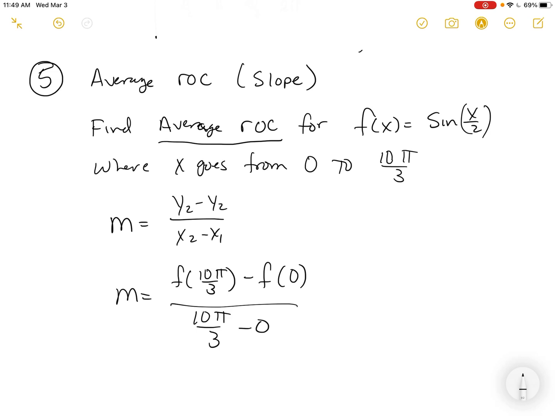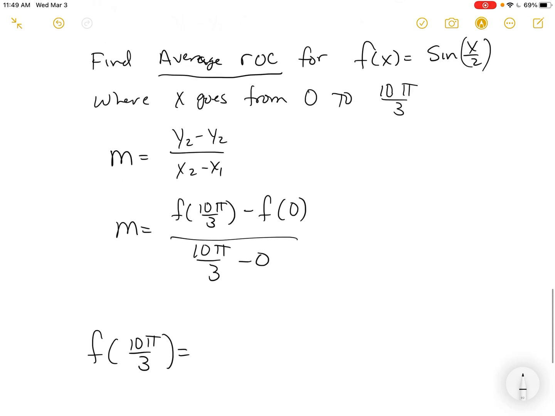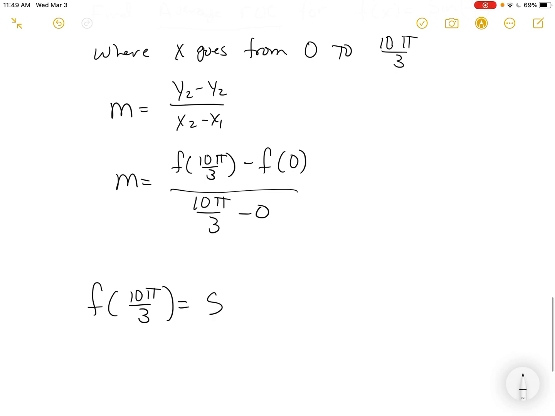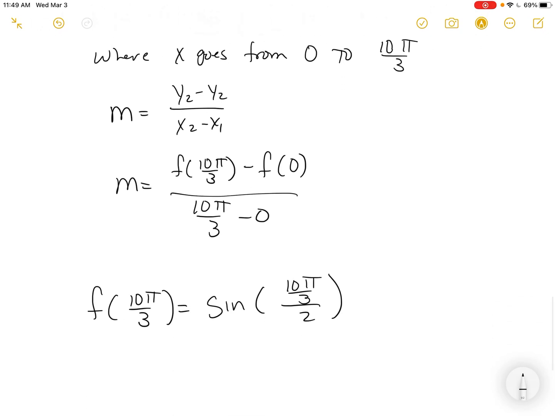So what do we need to know? We need to know what f of 10 pi over 3 is. That's easy. F of 10 pi over 3, remember what f of x is. That's sine of 10 pi over 3 divided by 2. Remember, our f of x was sine of x over 2. You know what this is. This is the sine of, take it in stages, 10 pi over 6 maybe is how you see that, which is the sine of 5 pi over 3.